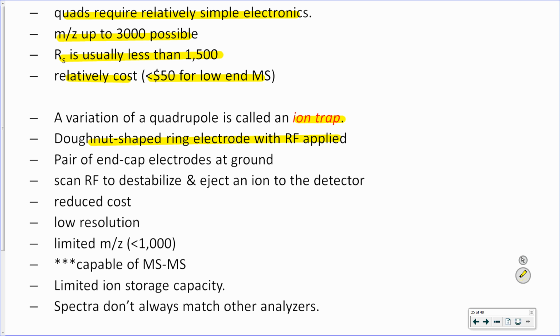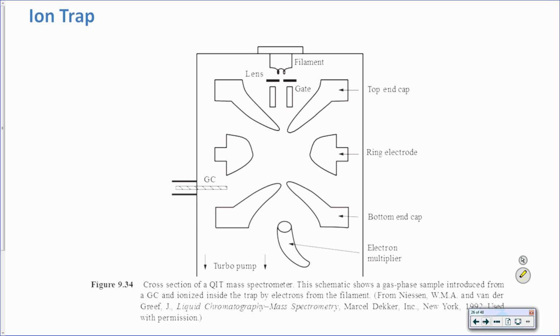Now there's a slight variation of a quadrupole called an ion trap, and this one uses a donut-shaped ring electrode, and it has the RF radio frequency applied to it. The DC frequency is applied to the other pair of electrodes, the end pair. So one side's at ground, the other side has the voltage on it. And then in this, you scan the radio frequency to destabilize and eject ions to the detector. I'll show you a picture next page, back to the rest of it.